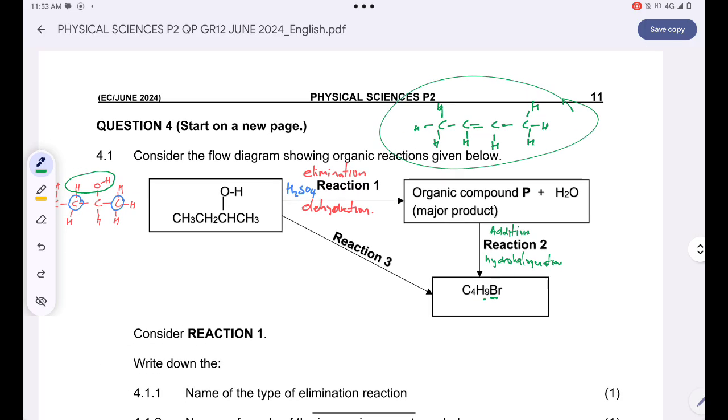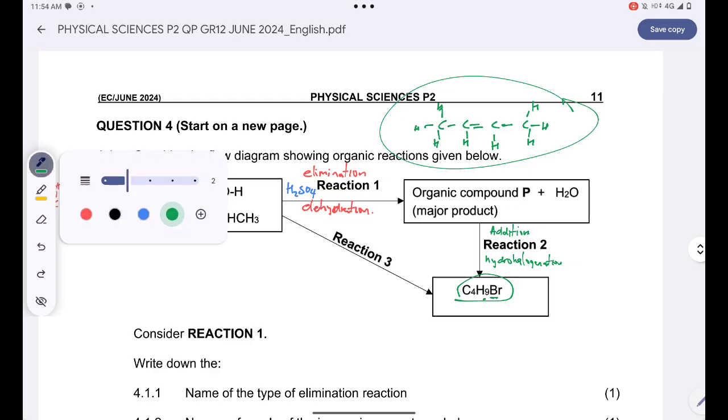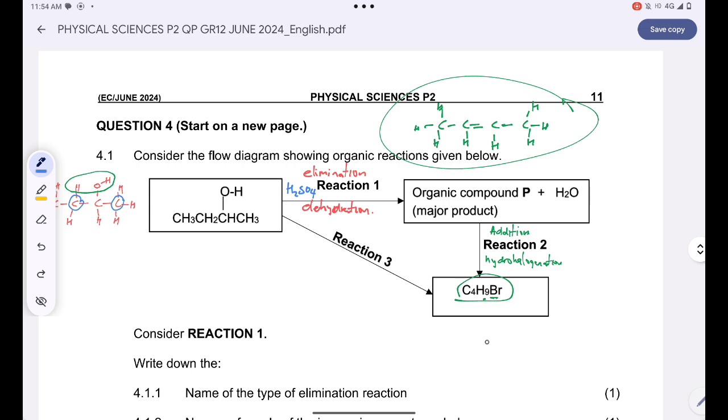So this type of reaction is called hydrohalogenation, and it's an addition reaction. This compound over there will be called a haloalkane. Obviously, guys, whenever we do our addition reaction, we are going to apply Markovnikov's rule. It simply says the hydrogen will go to the carbon that has the most number of hydrogen atoms.